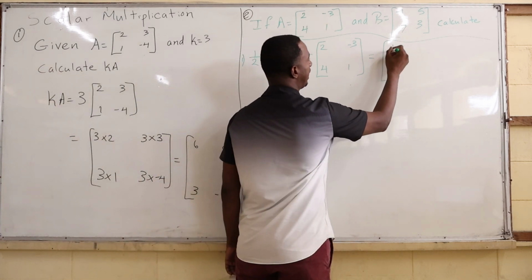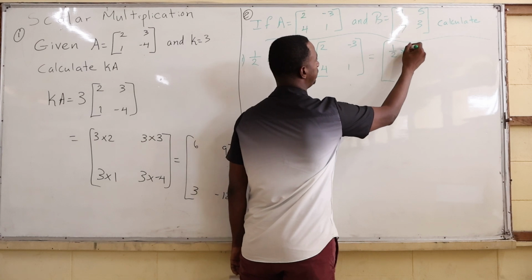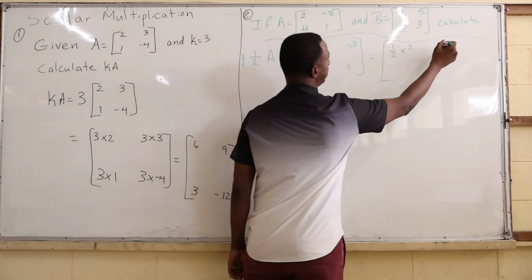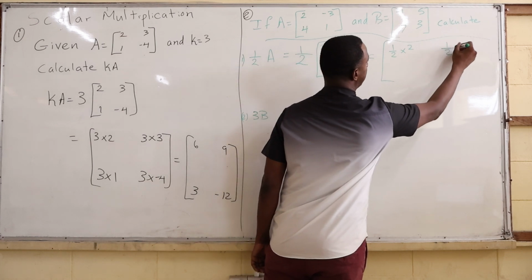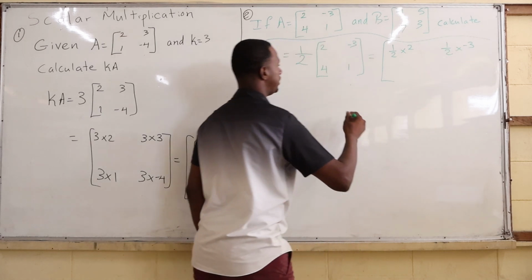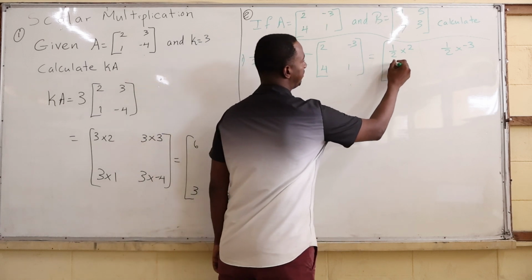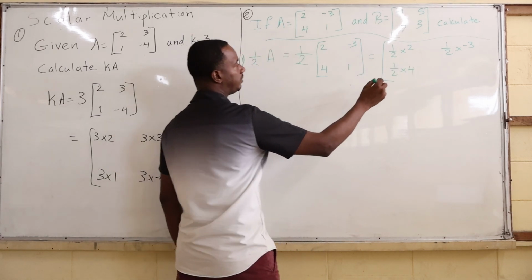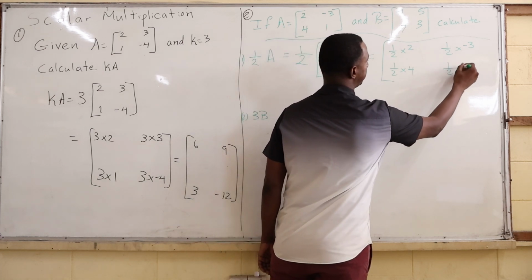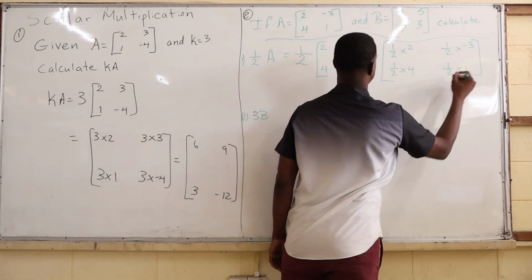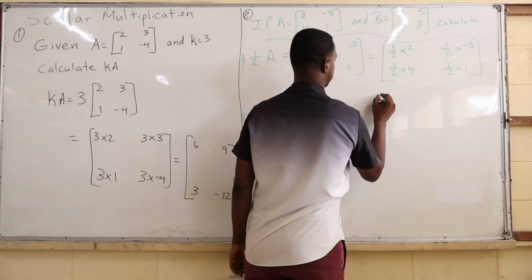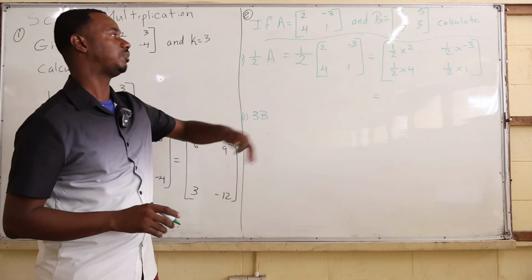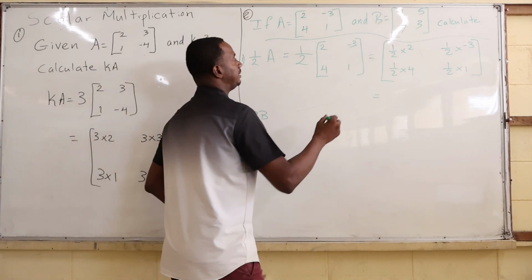So we're going to have a half times 2. So that's the first one. That's our top left. Our top right now is a half times negative 3. We now come down to the bottom. We'd have a half times 4. So that's our bottom left. And our bottom right, we'd have a half times 1. So with that being established, what we need to do next, we need to look and see what we could cancel out. So cancel means simplifying.